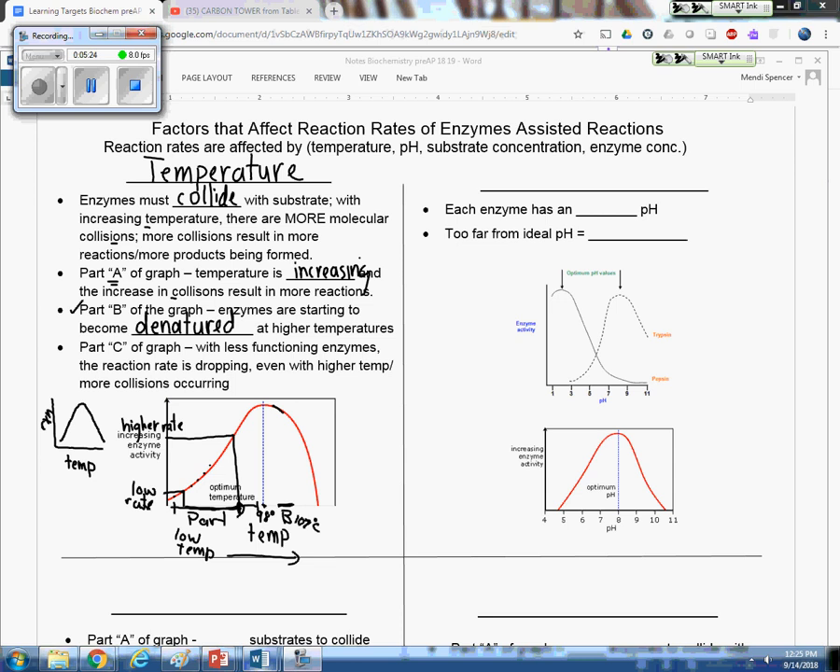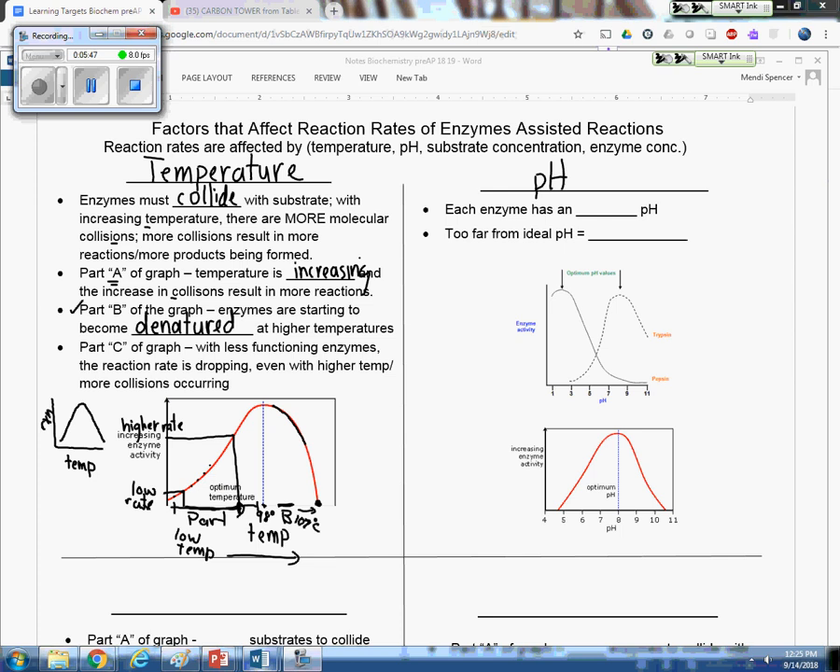And if you continue to heat up those enzymes even more, you can see that rate drops because now they're getting more and more out of shape. So there's no chance of them binding to the substrates. And eventually you can destroy all the enzymes at a high enough temperature and you're not going to have any reaction taking place. Let's take a look at how pH can affect temperature.